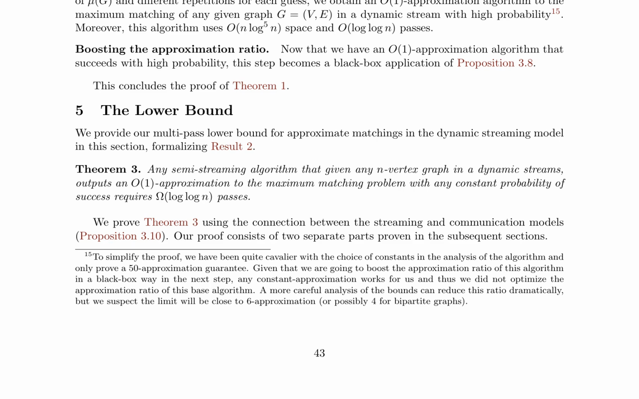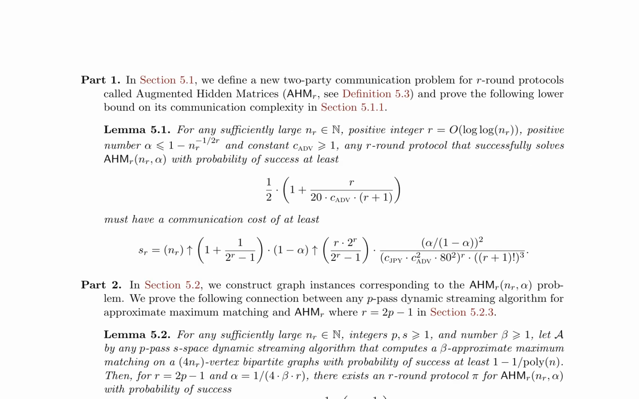The page concludes with a remark on the choice of constants in the analysis of the algorithm and the potential for improving the approximation ratio. The authors introduce a new two-party communication problem called augmented hidden matrices, AHM_R, and establish a lower bound on its communication complexity. Specifically, for any r-round protocol that solves AHM_R with a certain probability of success, the communication cost must be at least a function of the input size, number of rounds, and a parameter alpha.